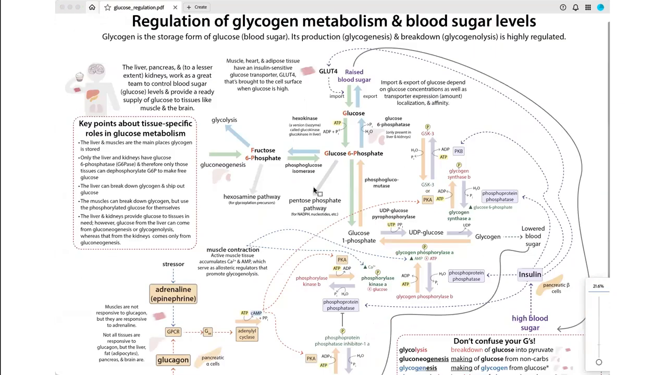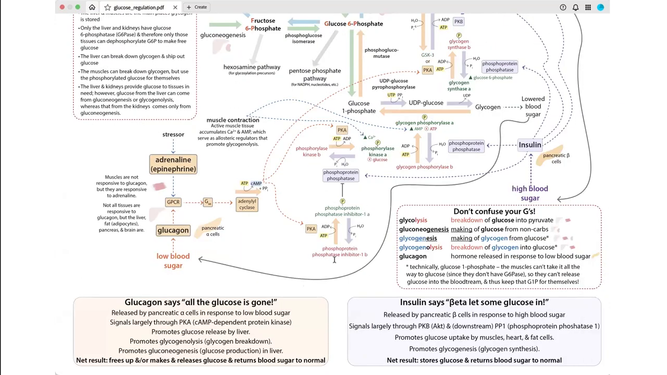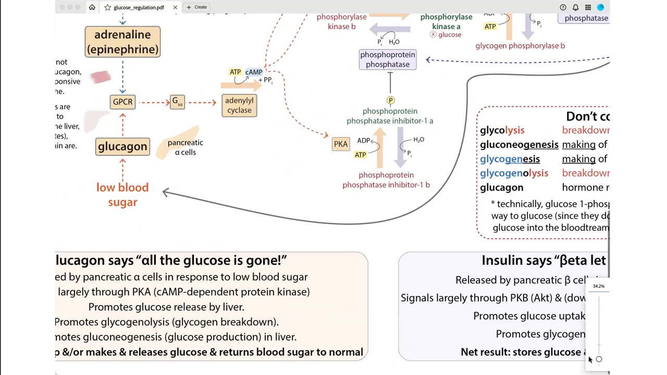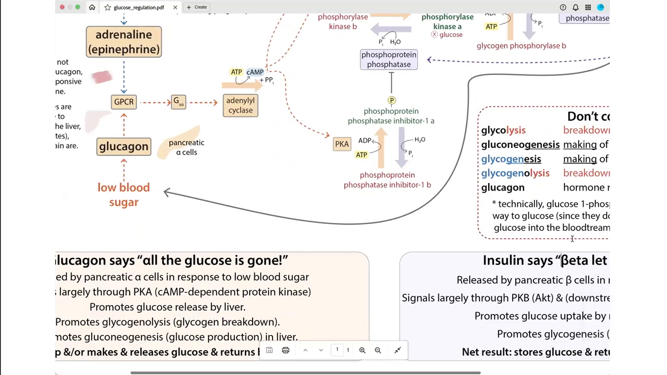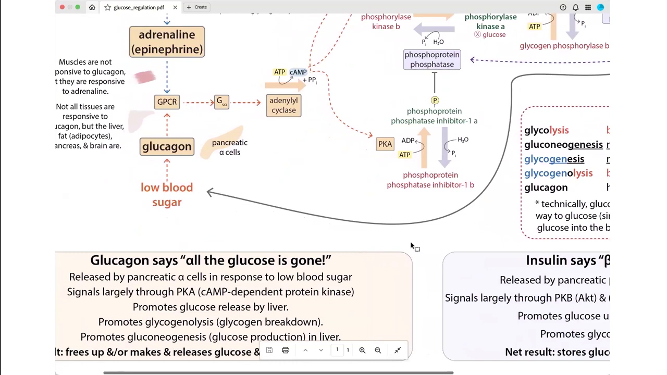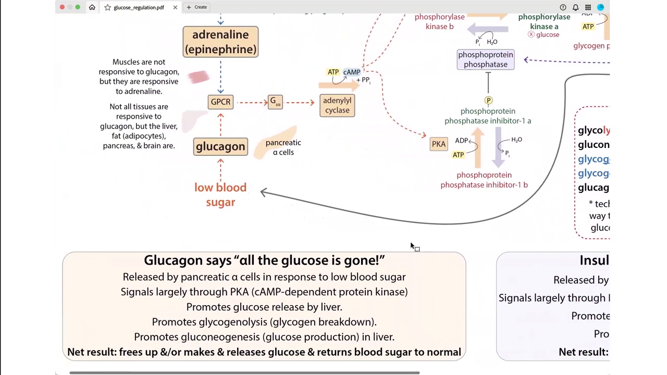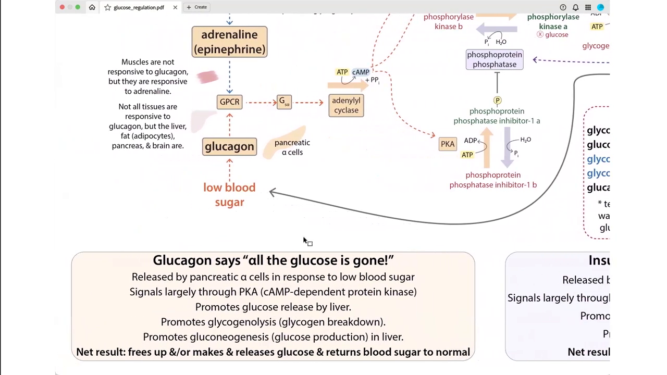Now that we have that idea, let's look at how this actually goes about. As I mentioned, there's going to be a couple of main hormones, and these hormones are going to be secreted by our pancreas. So there are multiple types of cells in your pancreas, and they secrete different hormones. So glucagon, this says all the glucose is gone, and I like to think about it with a little alpha cell in the A in the owl, because this is released by pancreatic alpha cells. And this is released in response to low blood sugar. We'll see that it signals largely through PKA, so protein kinase A, also known as cyclic AMP-dependent protein kinase.